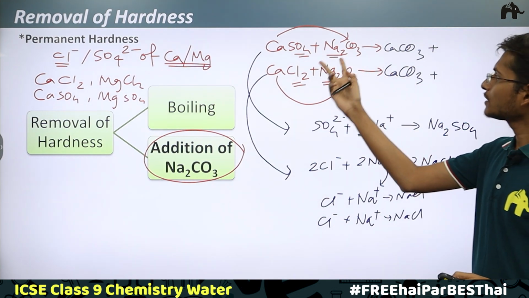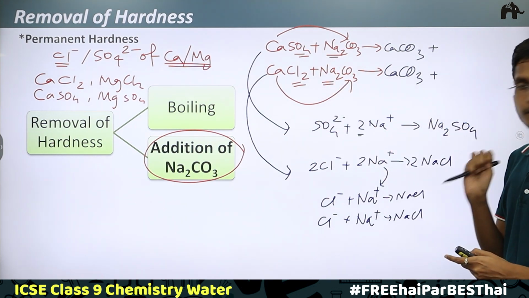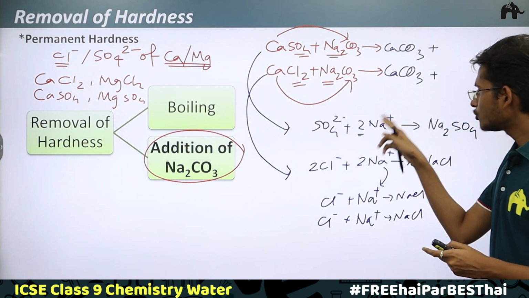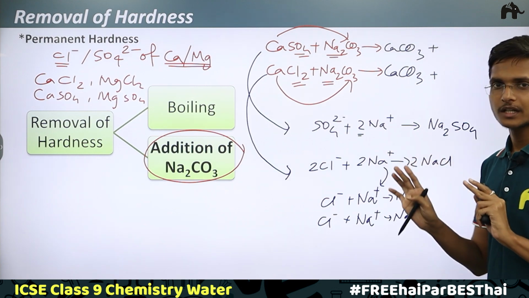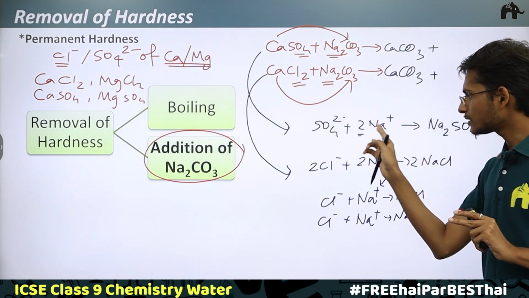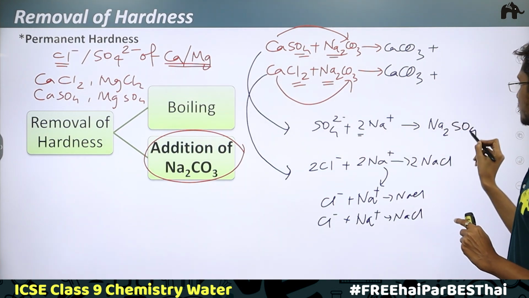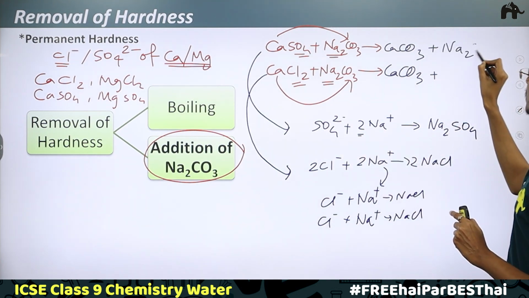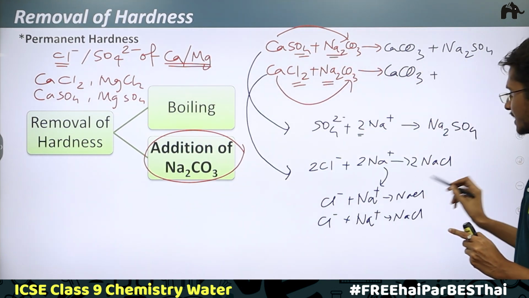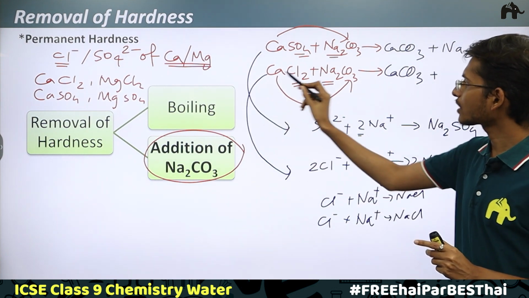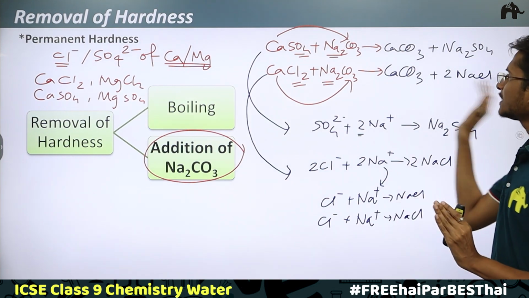So what all things were remaining for the first reaction? These two combined to form Na2SO4, right? Clear? 2 plus 2 minus balanced, so Na2SO4. 2 sodium atoms are required and 1 SO4 is there, so Na2SO4 simply. So Na2SO4 is the other product in the first reaction. And in the second reaction, 2 NaCl is the other product. Clear with the reaction?